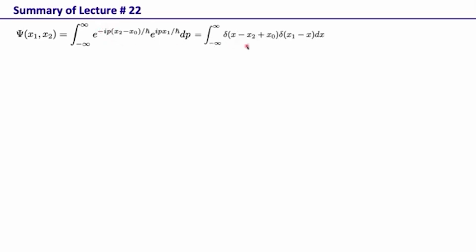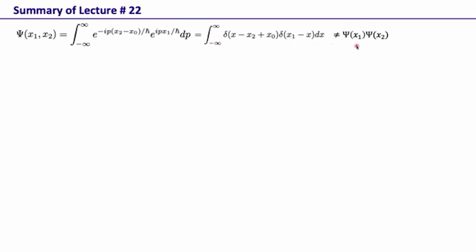Now, the same wave function can be written in the position basis in this manner, and the interpretation that we get here is that if the first particle has position x, the second particle is guaranteed to have position x plus x naught. So, they are correlated in momentum as well as in position.